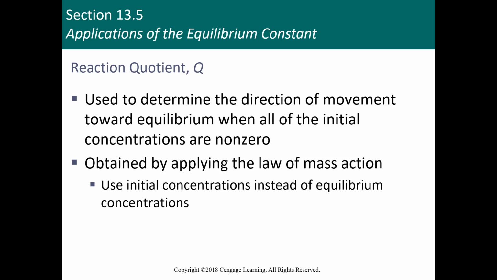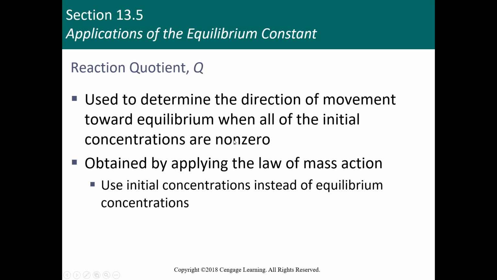All right, I mentioned Q before. If you put any conditions that are not equilibrium conditions into that equilibrium expression, that law of mass action that we saw before, that's no longer going to be an equilibrium expression if it's not at equilibrium. So what you have here is a reaction quotient. This can be used for any conditions. It is used to determine the direction of movement towards equilibrium when all the initial concentrations are non-zero.